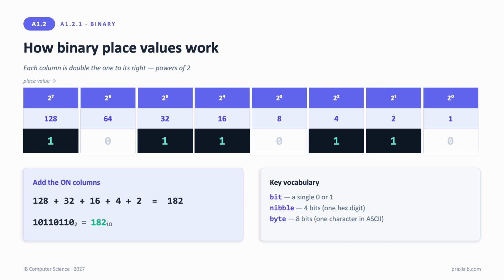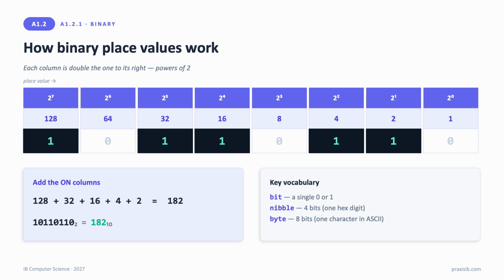Binary works in exactly the same way, except each position is worth 2 times the one to its right instead of 10. So starting from the right, the positions are worth 1, then 2, then 4, then 8, 16, 32, 64, 128. Those are just the powers of 2, doubling each time.